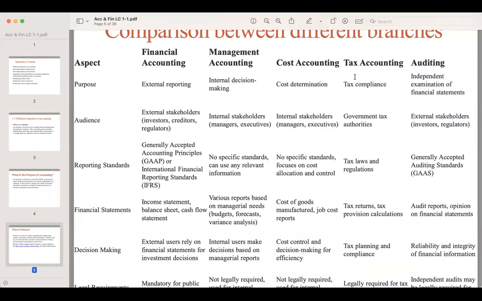Then tax accounting is essential for tax compliance. Its purpose is to ensure individuals and businesses fulfill their tax obligations while minimizing tax liabilities. Tax accountants navigate the complex world of tax laws and regulations to prepare accurate tax returns and calculate tax provisions. Last one is auditing. Auditing plays a key role in providing independent examination of financial statements. Its main purpose is to assess the reliability and integrity of financial information. Auditors also follow generally accepted auditing standards to conduct audits and issue audit reports.